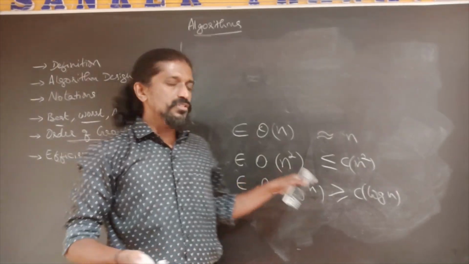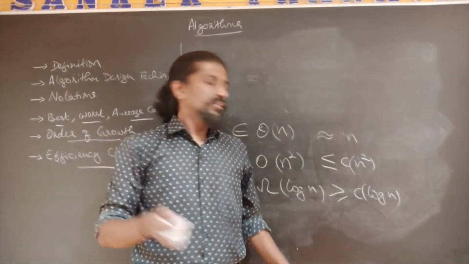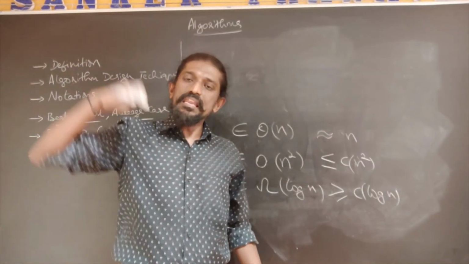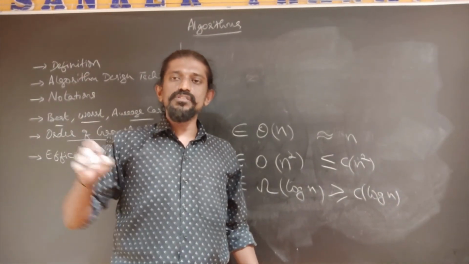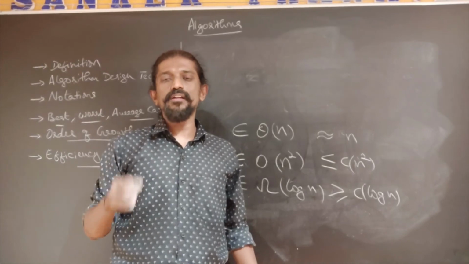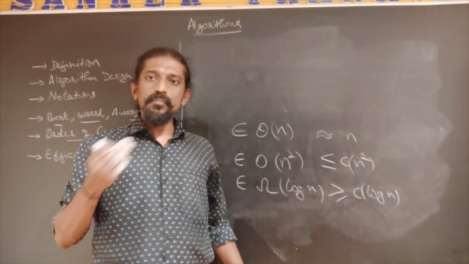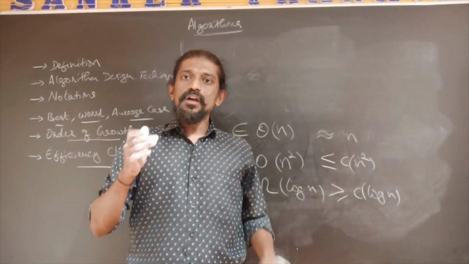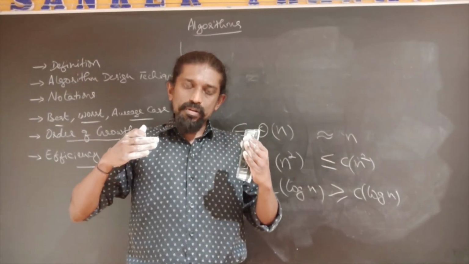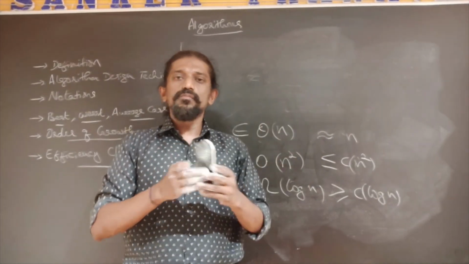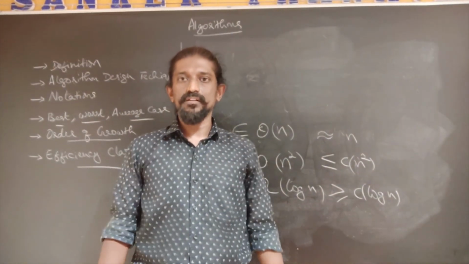When I say merge sort belongs to theta of n log n, it means it is approximately the same as any other algorithm which also has the efficiency of n log n. If I say the efficiency of linear search is O of n, it means the linear search running time is less than or equal to that of any other algorithm with a linear curve. It will never be more than that.